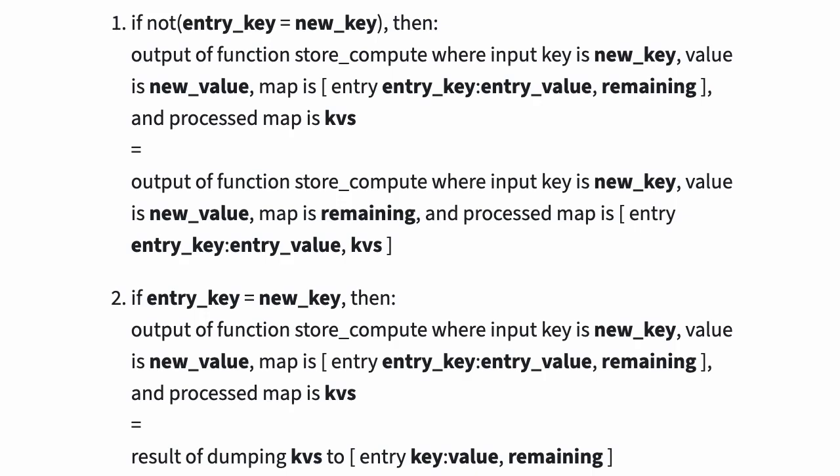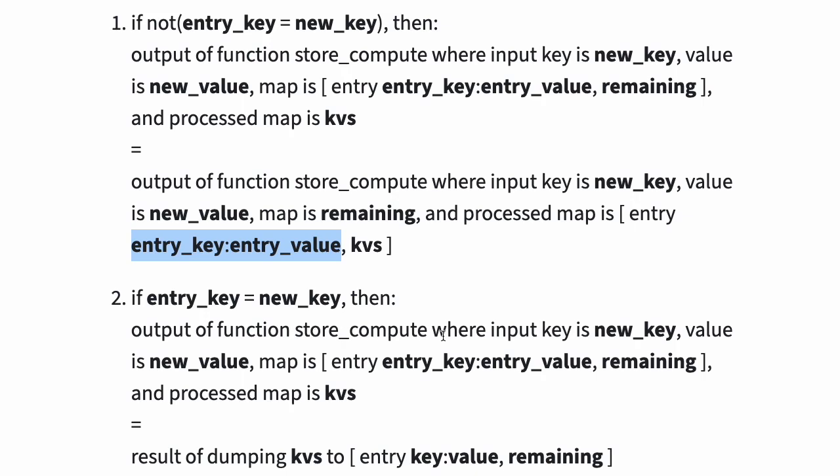Property 1 says that if the entry key is not equal to the new key, then the output of the function store compute, where input key is new key, value is new value, and map is entry key, entry value, and remaining, and processed map is KVS, is equal to the output of the function store compute, where input key is still new key, value is still new value, map is remaining, and the processed map is entry key, entry value, and KVS.